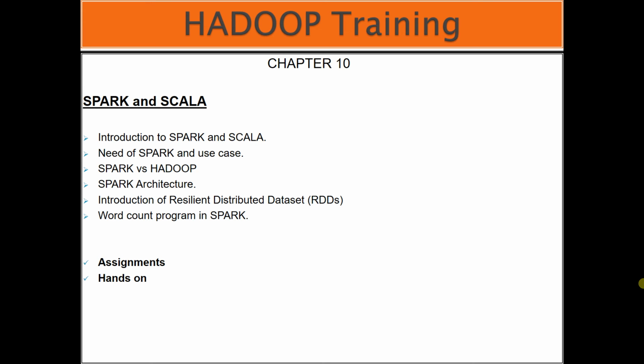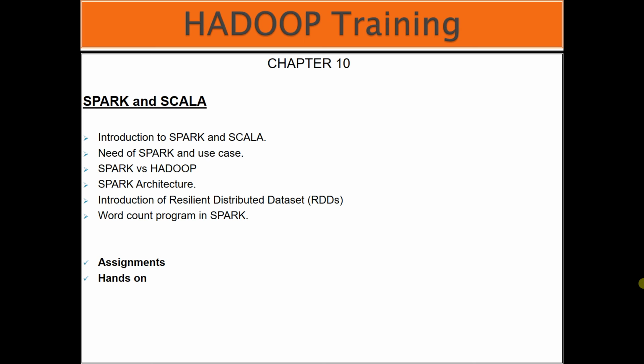Chapter number 10, Spark and Scala. Spark is a totally separate framework from the Hadoop framework. Spark is mostly written in Scala, which is an object-oriented and functional language. So we need to have a separate understanding of Spark and Scala.